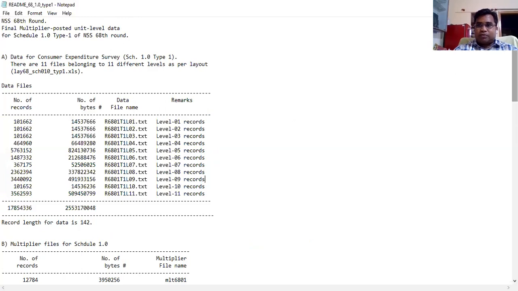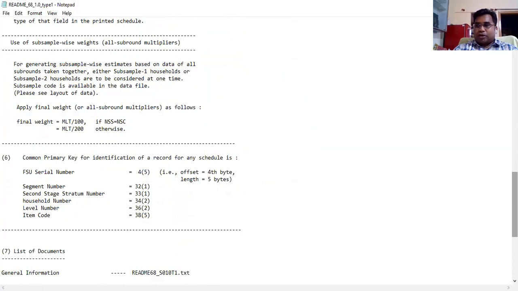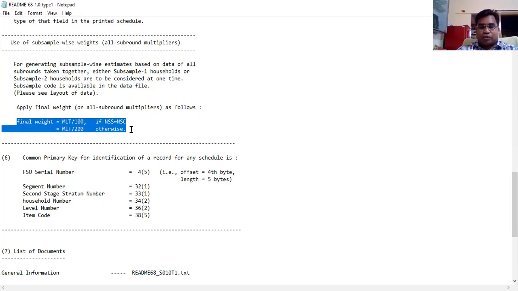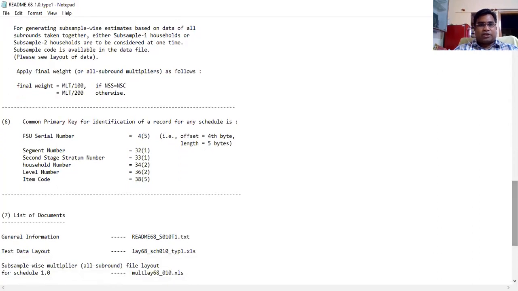There are other uses of this README file, which I will explain in a moment. The other important instructions given in this README file are the weight generation rules. I told you the interpretation of weights: weights are nothing but the frequencies. But how do I create weights in this NSSO data? In our subsequent videos we will explain how to create weights, following the same rules mentioned here. The final weight will be created using this formula, MLT by 100 and then MLT by 200. So it not only gives you the records of the data, it also gives you the instructions for creating weights.